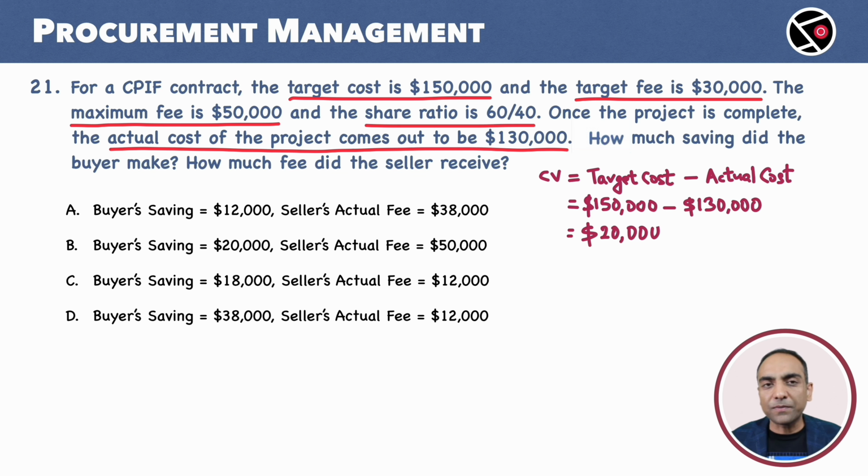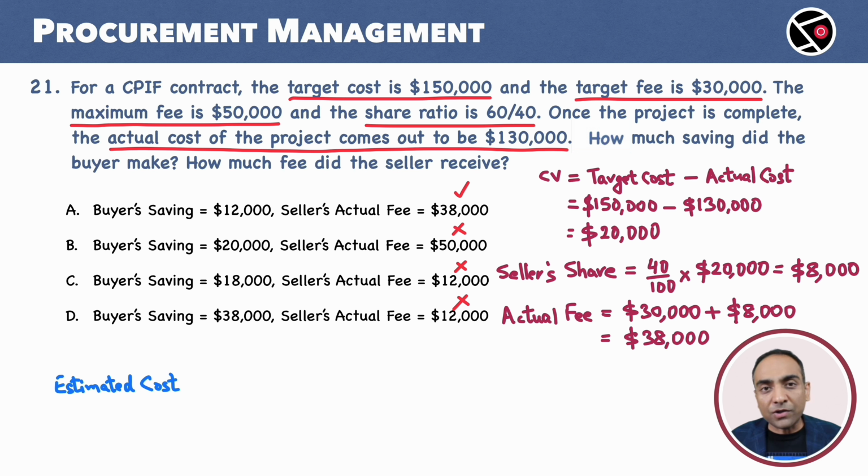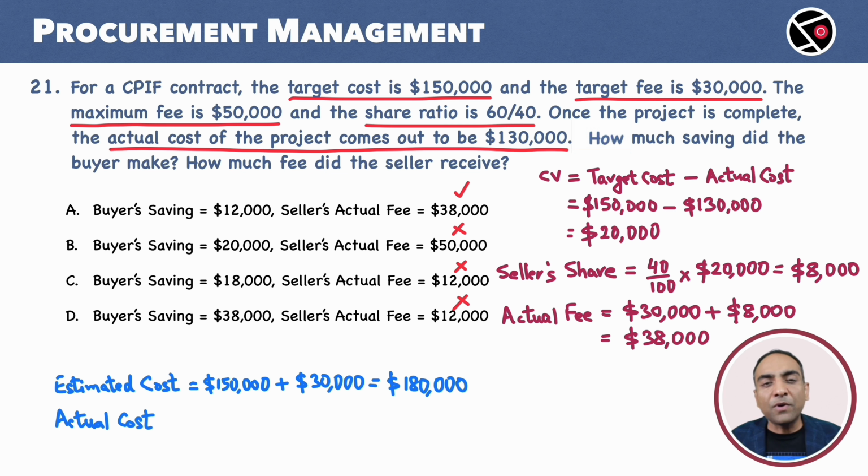The estimated cost is the cost that was forecasted before the start of the project. It is the sum of the target cost, 150K, and target fee, which is $30,000. We get 180K as the estimated cost. Now, the actual cost to the buyer is the sum of actual project cost, which is 130K, and the actual fee paid to the seller. We calculated that to be 38K. Total is $168K.